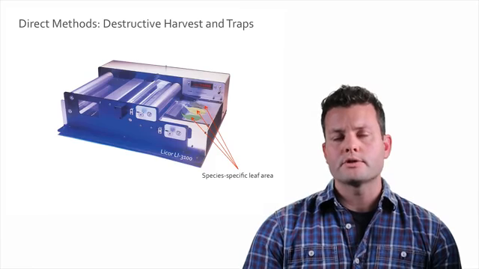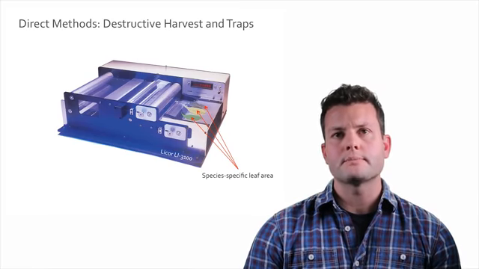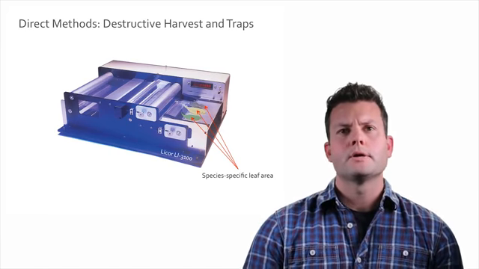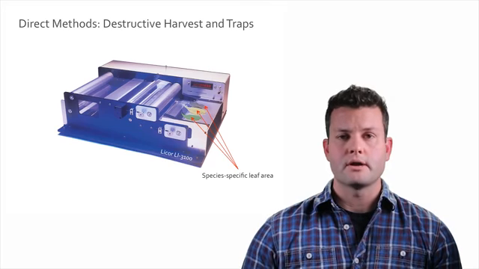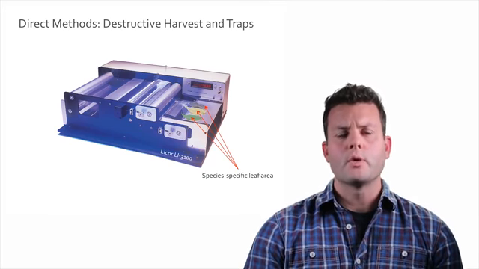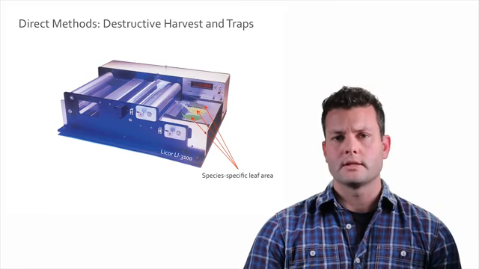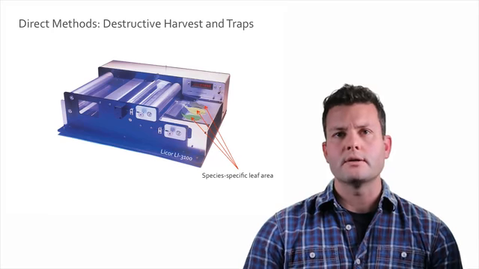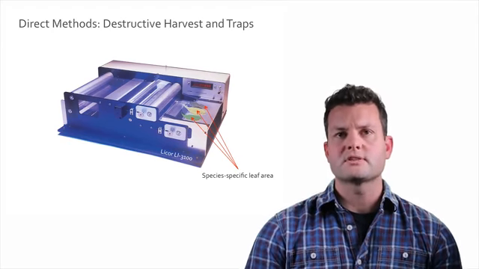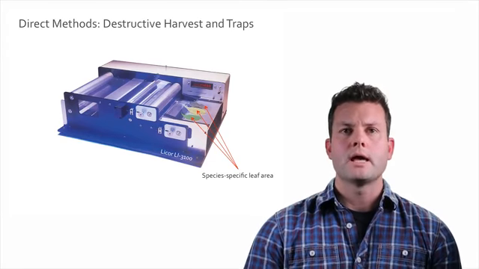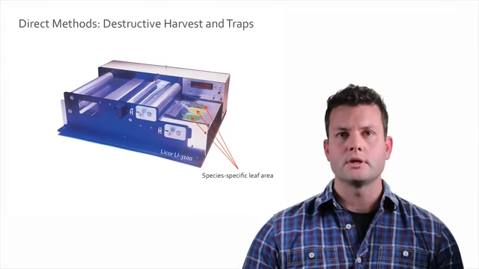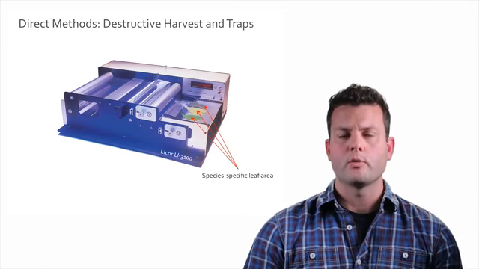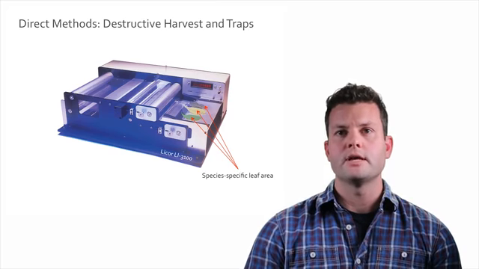With both destructive harvest and litter traps, once the leaf material has been extracted from the plant, we need some way of measuring the amount of leaf area we collected. One common way to do that is using something like the LICOR LI-3100, which is essentially an optical scanner. You pass each of the leaves through the scanner and the leaf area is measured. When we're done scanning all of the leaves, we sum the area and divide that by whatever ground area we were working with to get a measure of leaf area index.